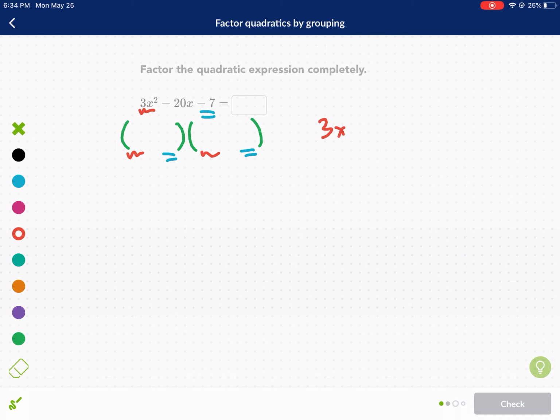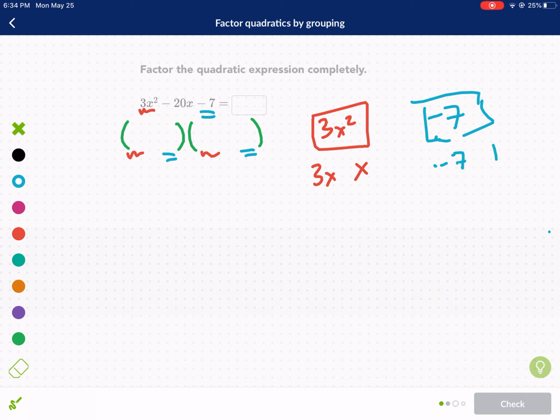So we have 3x squared. We need to think of our factors there, and 3x and x are really our only options. Then we're going to think of -7. We have basically two different combinations we can have. We got -7, +1, or a +7 and -1. Luckily, this is pretty easy.